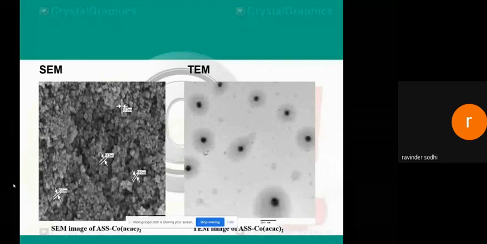It gives the direct observation of morphology and distribution of metal onto the surface of the composites. It shows whether the metal is in aggregated form or distributed evenly onto the surface of the support. As we can see here, there is no bulk aggregation of the metal.